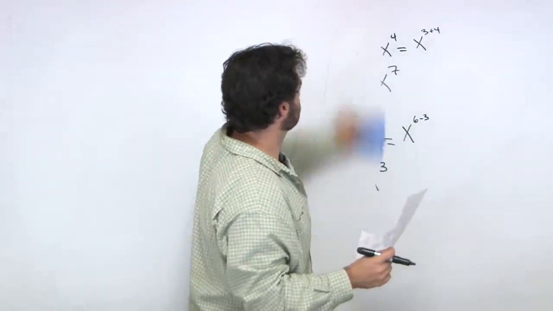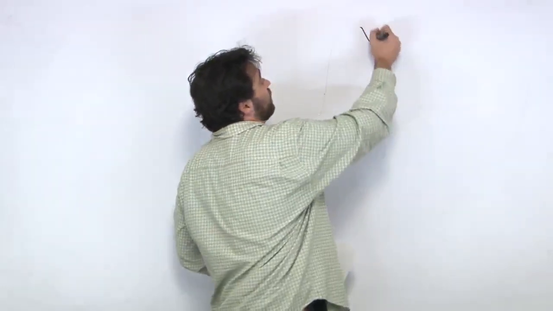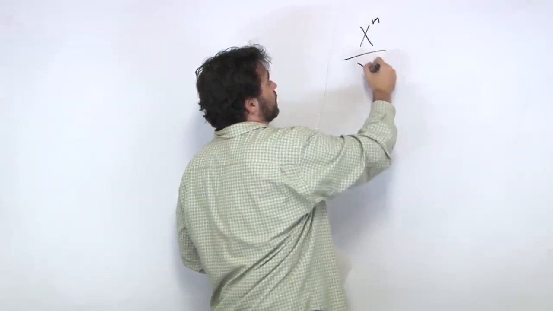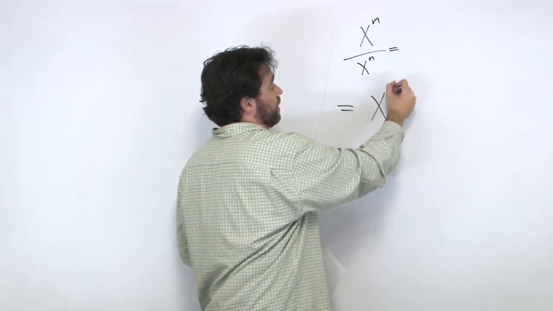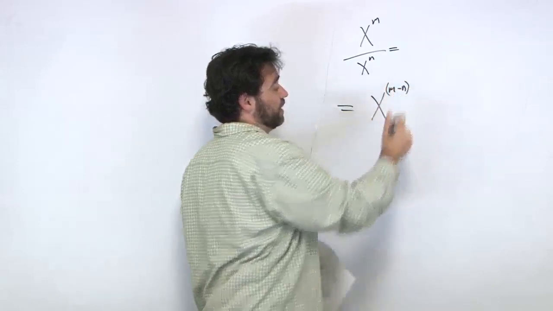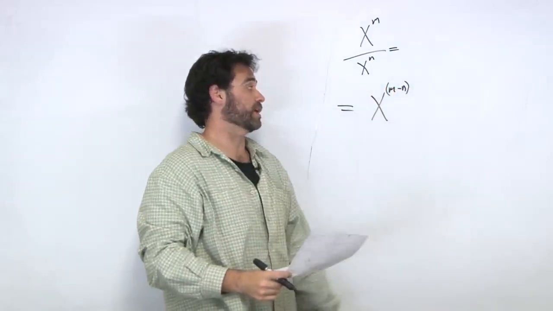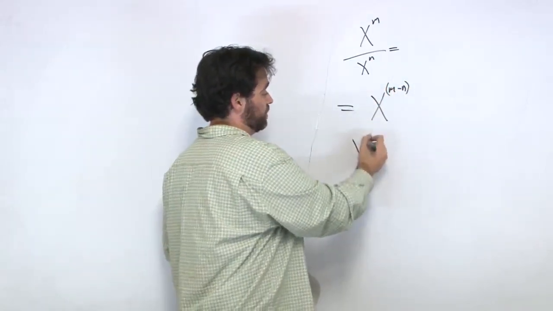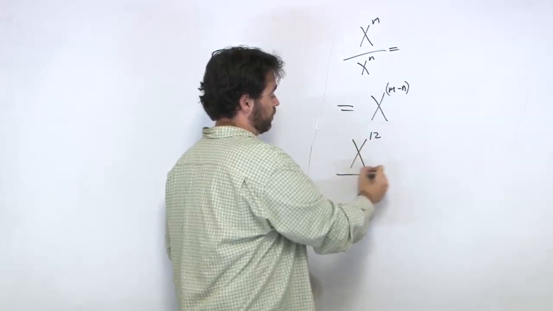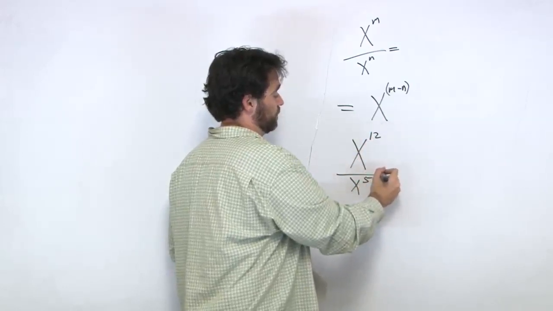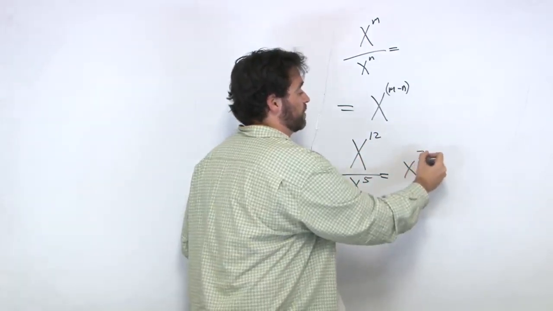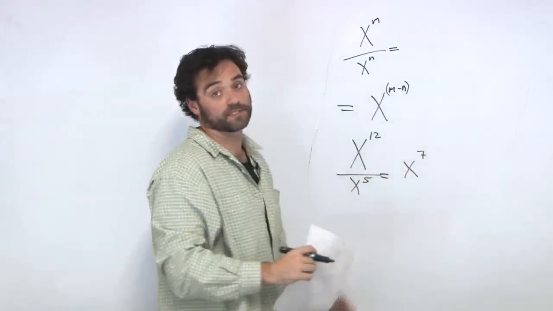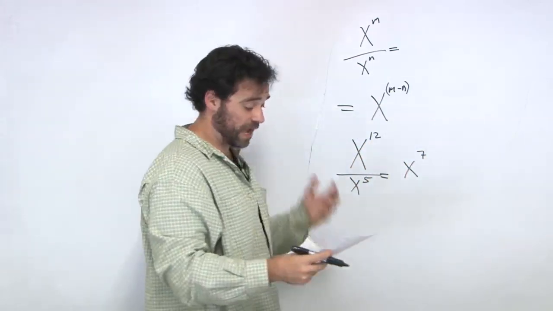Okay? And we could write that down. We have x to the m over x to the n, giving us x to the m minus n. Okay? Subtracting our exponents. And we look at another example. I have x12 over x5. What do I get here? We're going to get x to the 7th. 12 minus 5. Very good. Not too bad. It's pretty straightforward.